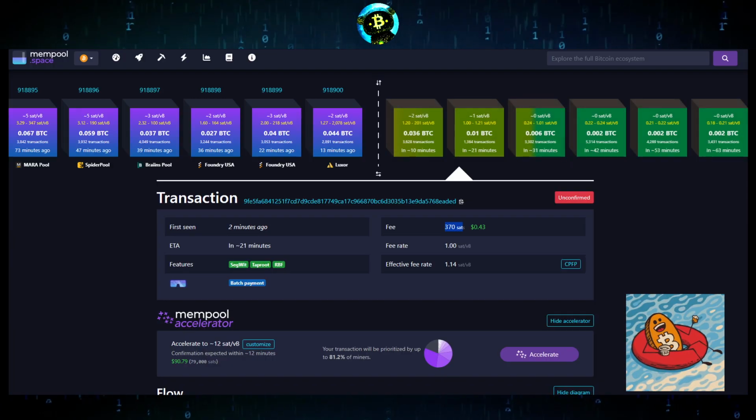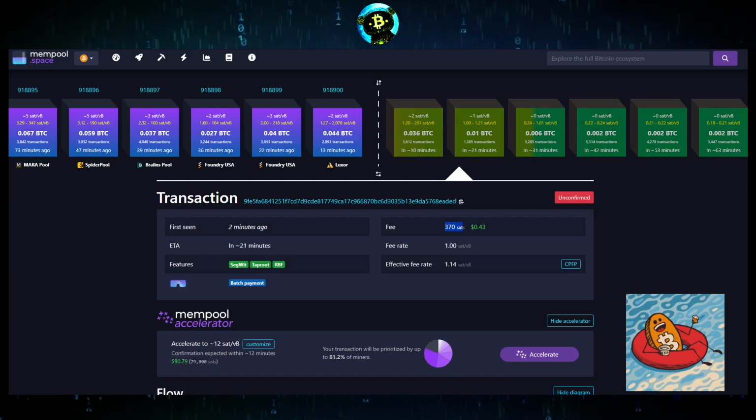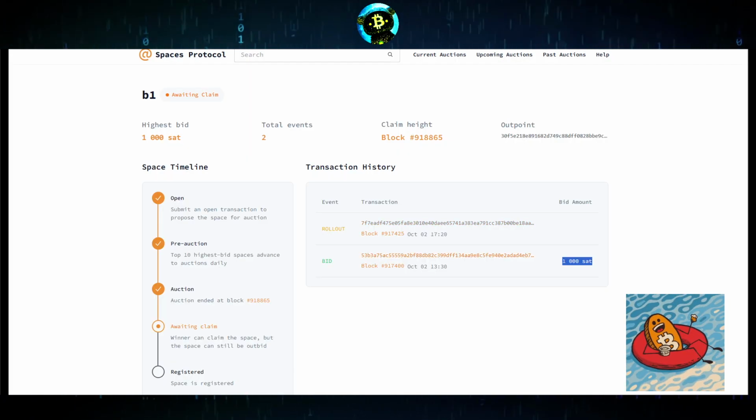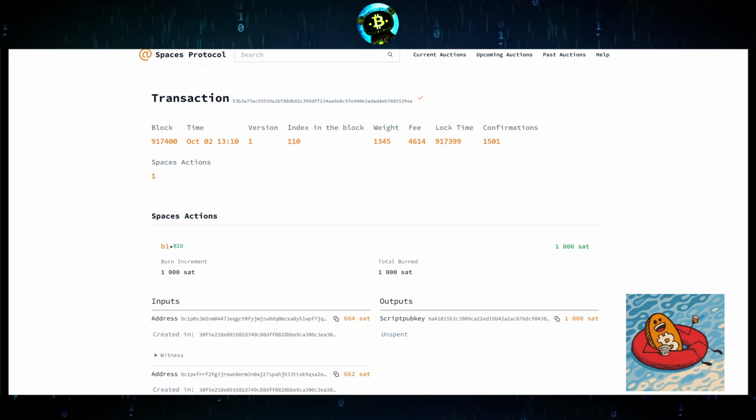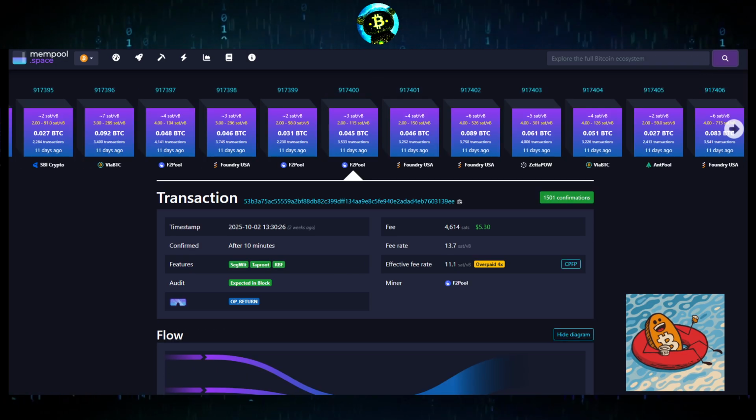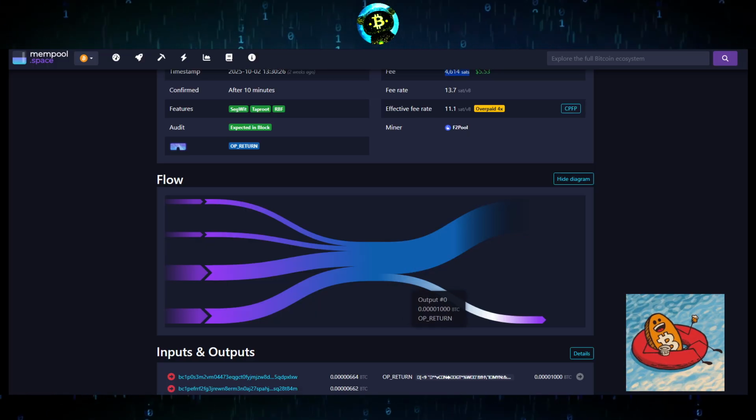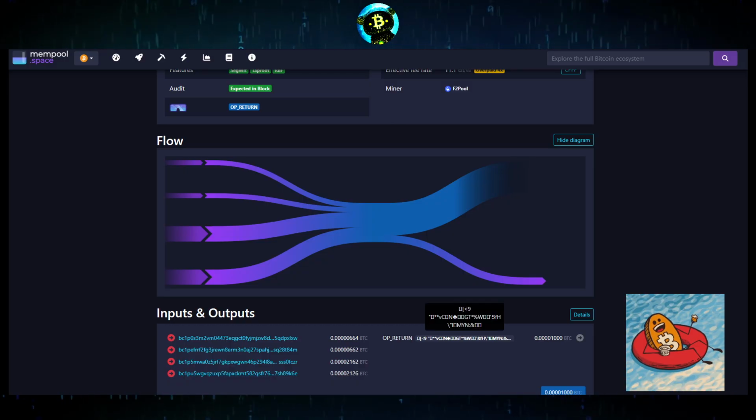But how come I'm not seeing the 1,000 Satoshis go back to the previous bidder? Maybe I can look up his bid here, his transaction, and let's see what he did. So we look up his, so he overpaid, dang. So his fee rate was 13.7 Satoshis. He paid 4,600 sats. And the fee was humongous. The output here was 1,000. Let's take a look at this.